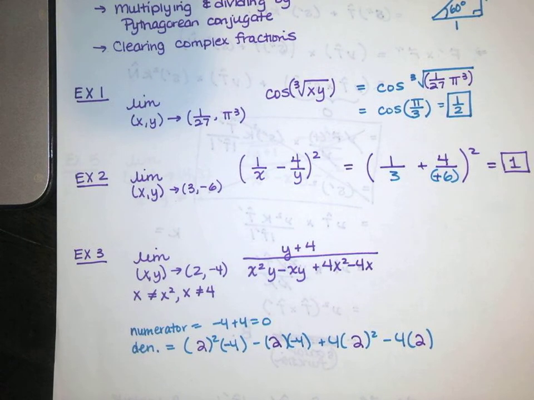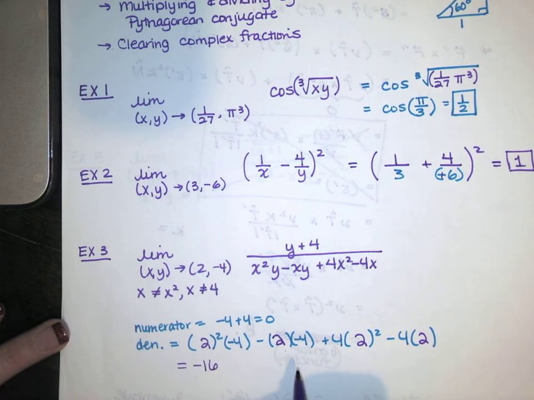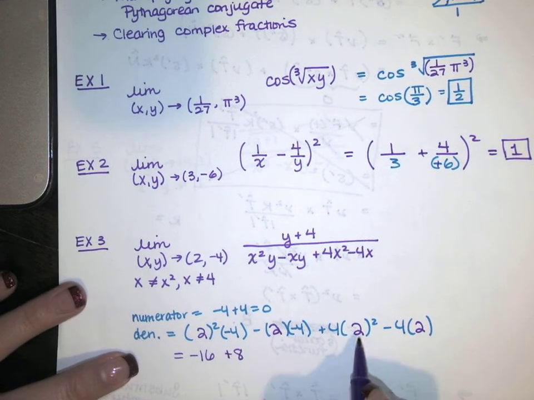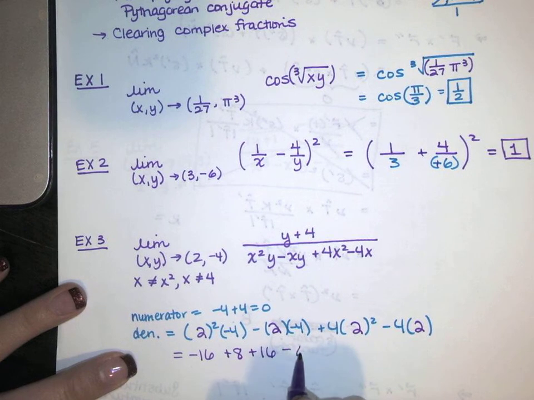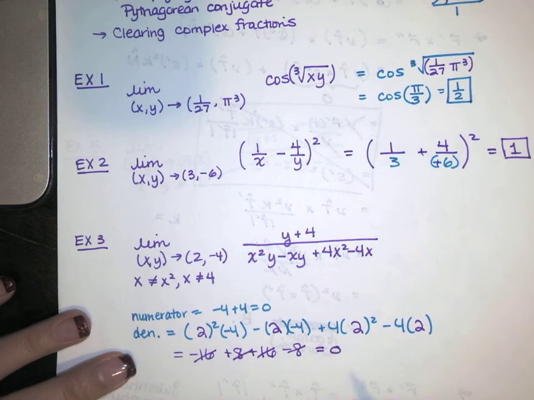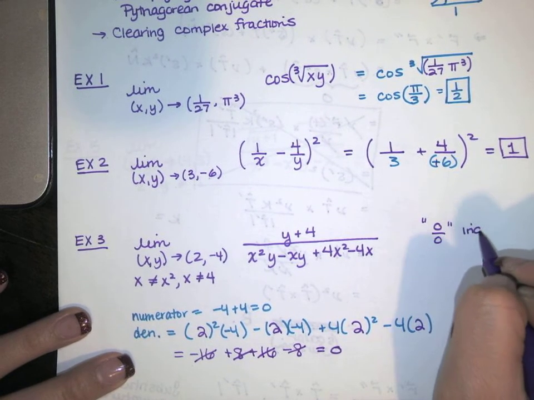Okay, let's see what we get. Well, that's 4 times -4 is -16. A -2 times a -4 is +8. 4 times 4 is +16, and we got a -8 there. -16 plus 16 is 0. 8 minus 8 is 0, so we get 0. So this is a 0 over 0 indeterminate form.